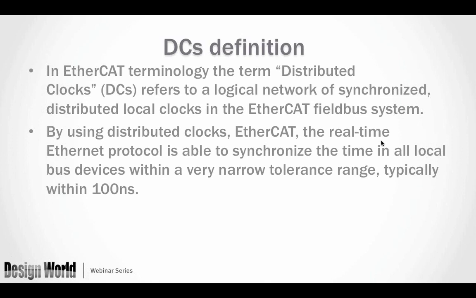So as far as the definition of distributed clocks, in the EtherCAT world, we define distributed clocks as a logical network of synchronized distributed local clocks in the slave devices in the EtherCAT field bus system. So by using distributed clocks, EtherCAT, the real-time Ethernet protocol, is able to synchronize the time in all the bus devices within a very narrow tolerance range, typically within 100 nanoseconds.